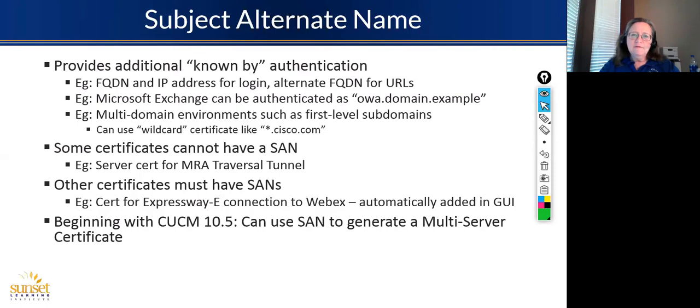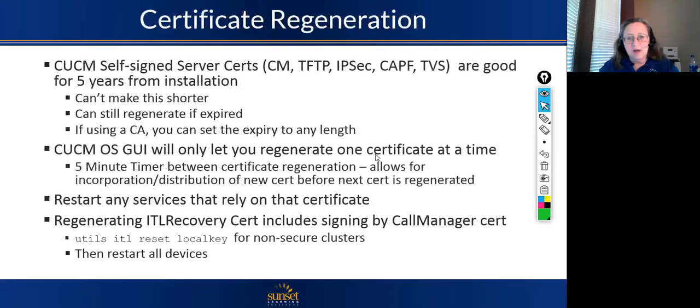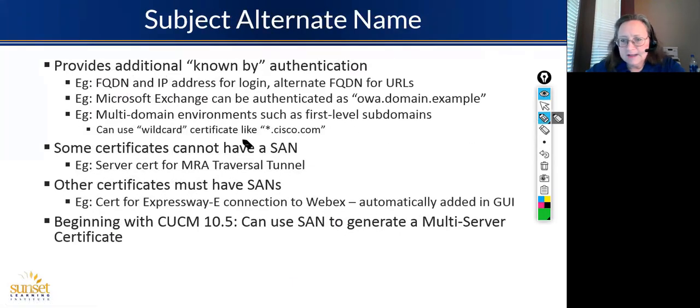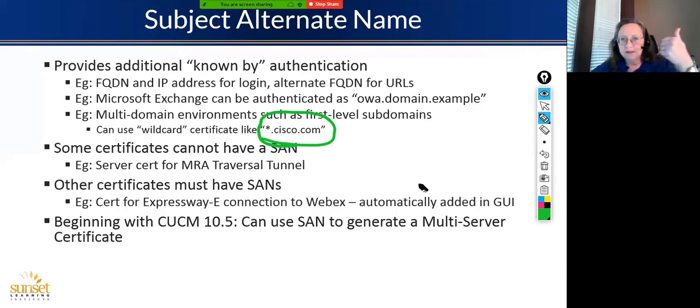Also, if you have multi-domain environments and you would like to include the first level subdomains, so for instance, for Cisco.com, when they generate their primary certificates, they can include a wildcard certificate and add in things like star.cisco.com. And what this allows it to do is, with a single certificate, provide authentication for support.cisco.com and tools.cisco.com and partners.cisco.com, et cetera, without having to have a separate certificate for each of those subdomains.